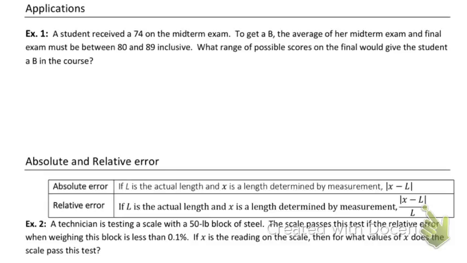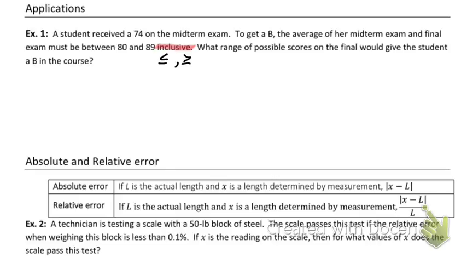So the first one says a student received a 74 on a midterm exam. To get a B, the average of her midterm and her final need to be between an 80 and 89 inclusive. I'm going to highlight a word there, and that is inclusive. Inclusive tells you you need to use less than or equal to or greater than or equal to. Just make sure there's an equal to sign in it. Inclusive means include those values. What range of possible scores on the final would give the student a B in the course?